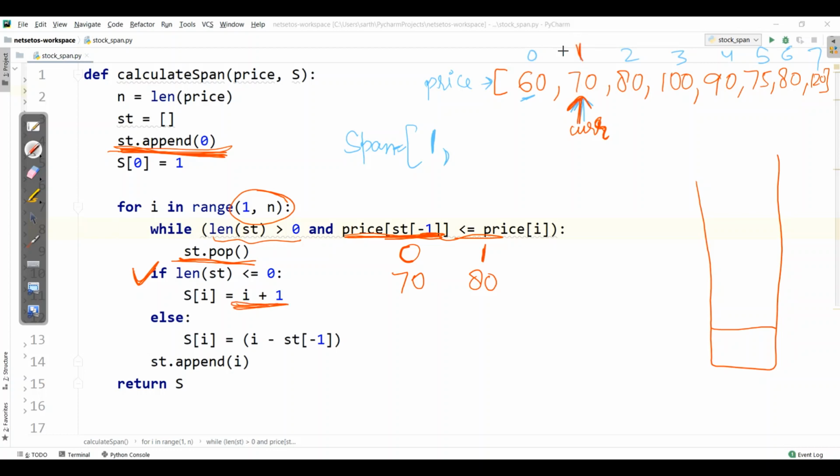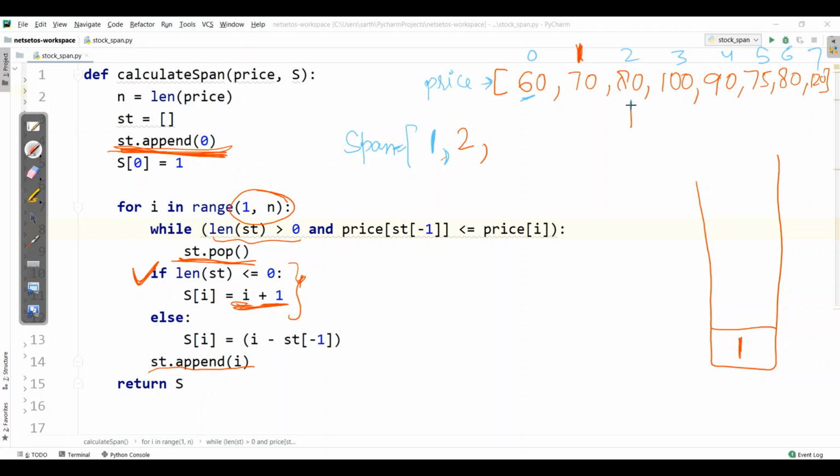For our last example, this stack was not empty in any case. Now for here, this is the base condition. If stack is empty, here we will take the index plus 1. So here we will have 2. And after that, stack will be appended by I, which is 1.